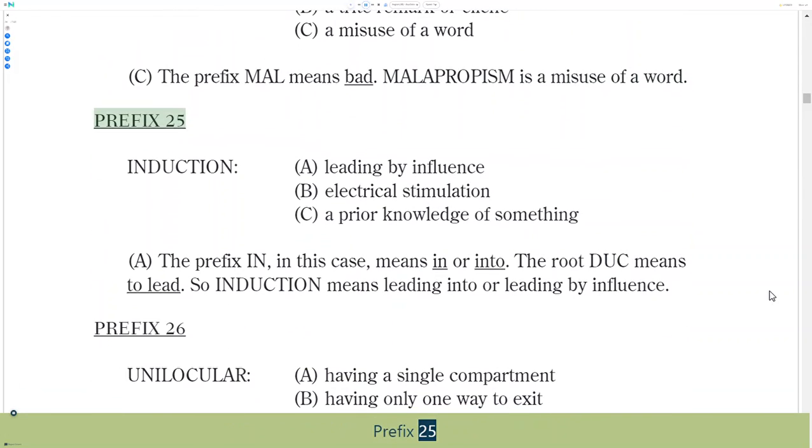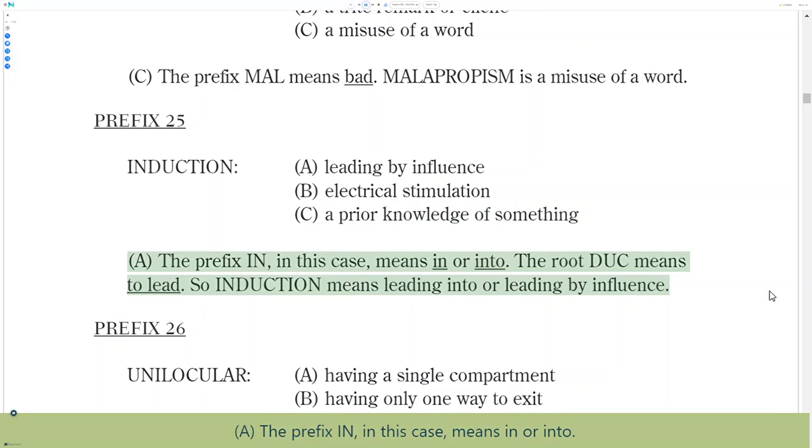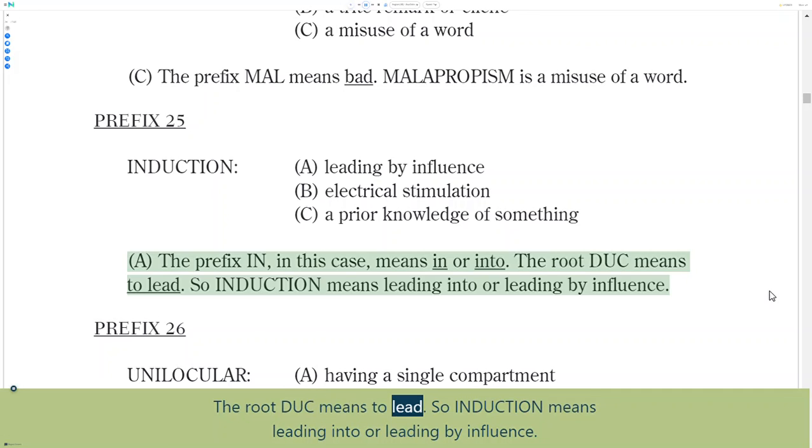Prefix 25. Induction. A. Leading by influence. B. Electrical stimulation. C. A prior knowledge of something. A. The prefix in, in this case, means in or into. The root duc means to lead. So induction means leading into or leading by influence.